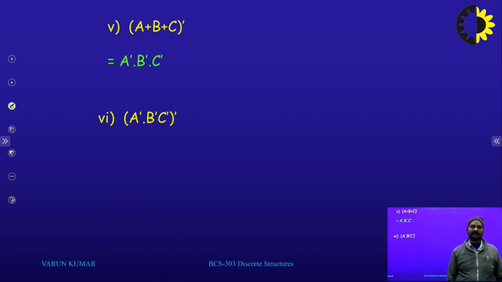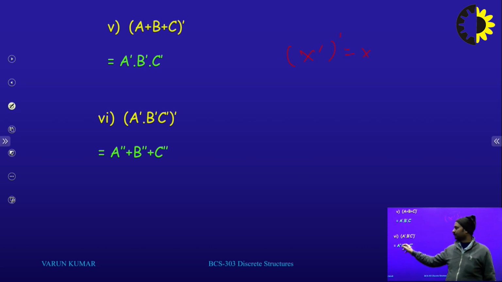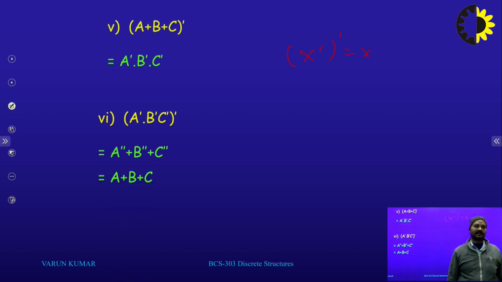Similarly, (A'·B'·C')'. Again we apply De Morgan's law. So we get A'' + B'' + C''. It means X double bar becomes X. So A double bar equals A, then B'' also equals B, and similarly it is C. So the result is A + B + C. It is logically equivalent to a 3-input OR gate.